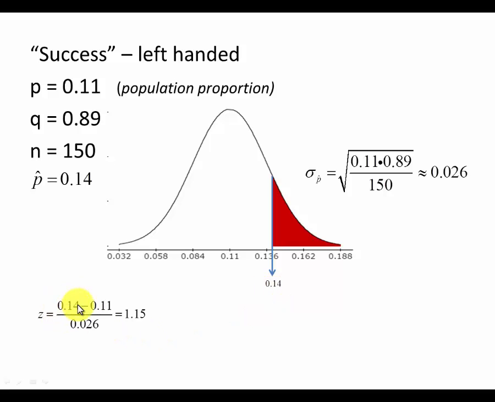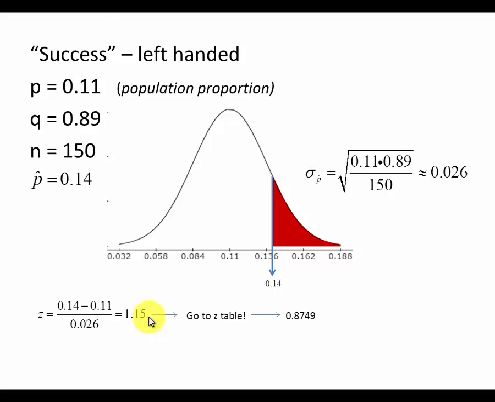Z is equal to 0.14, take away the mean, take away the center of this distribution, and divide by our standard deviation. It's 1.15 standard deviations to the right. That seems about right. Check it out. Here we are at the middle, 1 standard deviation and a little bit, specifically 1.15. From now, I think you realize that we'll go to the z-table, look it up, and the z-table at 1.15 gives us 0.8749.